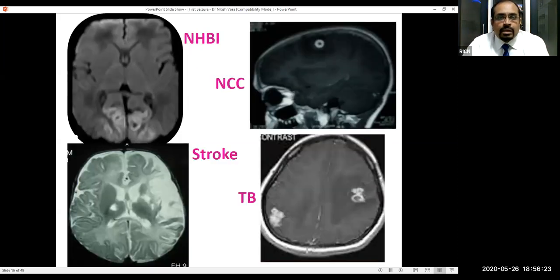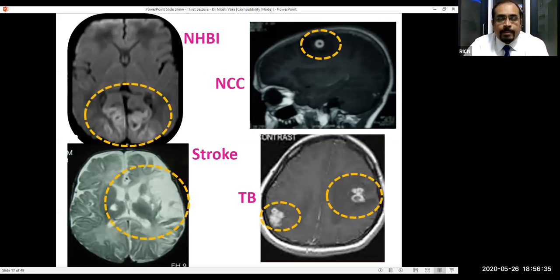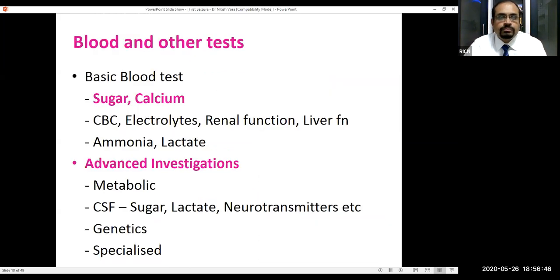So these are the classical 4 different patients I'll be seeing. And any of you, when you're sitting in the clinic and seeing epileptic seizures or epileptic patients, one of these patients will be there in your clinic on a daily basis. Neonatal hypoglycemic brain injury with posterior damage, stroke, neurocysticercosis, and tuberculosis. So these are the common MRI findings. We are not discussing them in detail here.